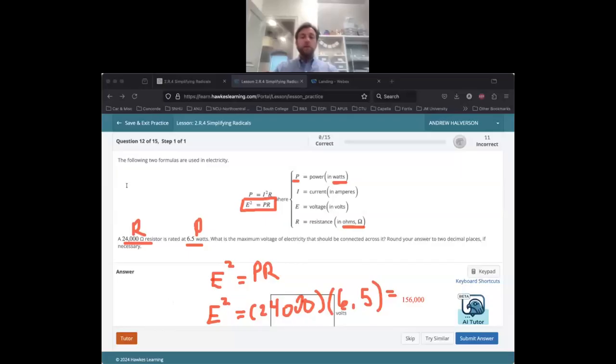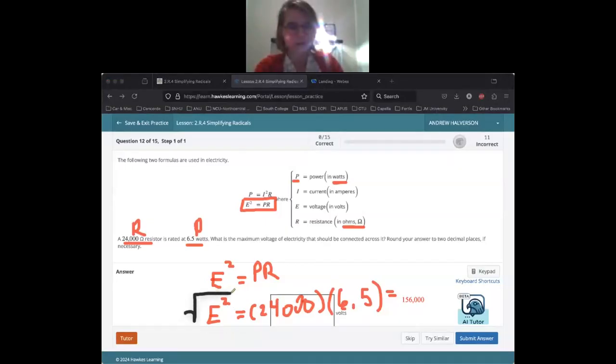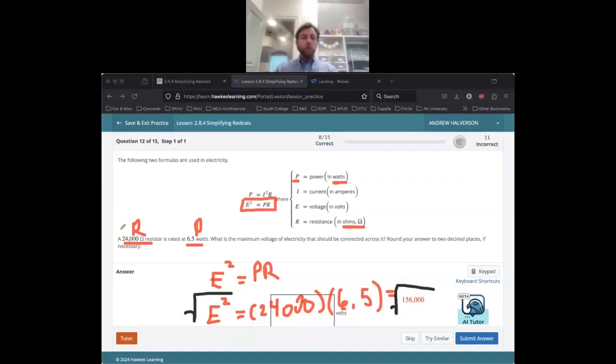So to find E, you would then take the square root of both sides. The reason why we do that is that the square root is going to cancel the square, because they're opposites. The square root's going to undo the square. And so then you put this in your calculator.